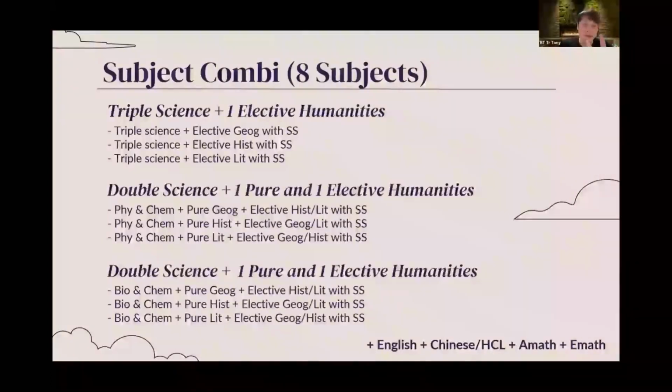Okay, yeah, and of course, if you choose double science, then you have to decide whether is it physics you want or is it bio you want, right, to go with your chemistry. All right. So some other students, fortunately or unfortunately, you'll be offered 7 subjects. Okay. Can we move on to the 7 subjects one?